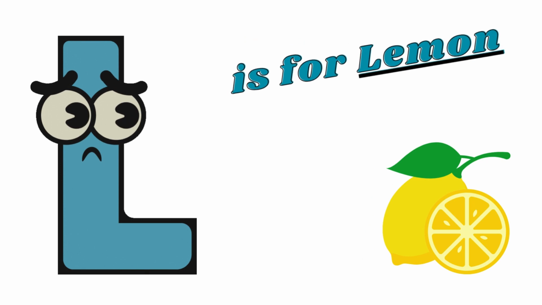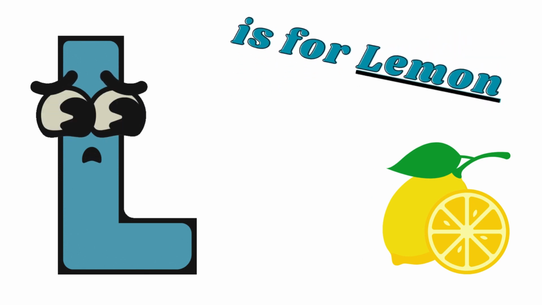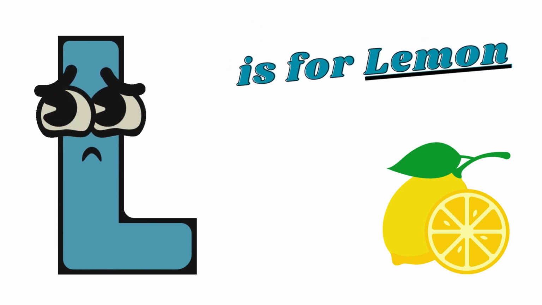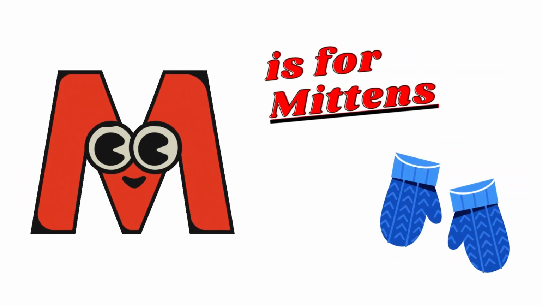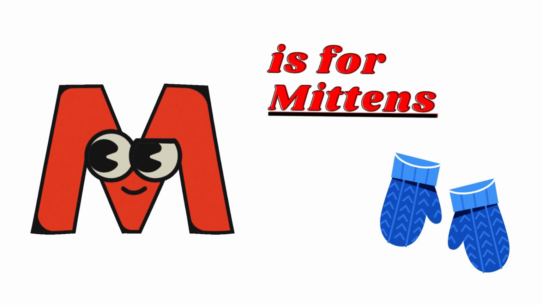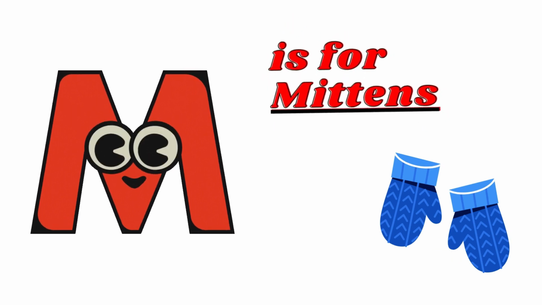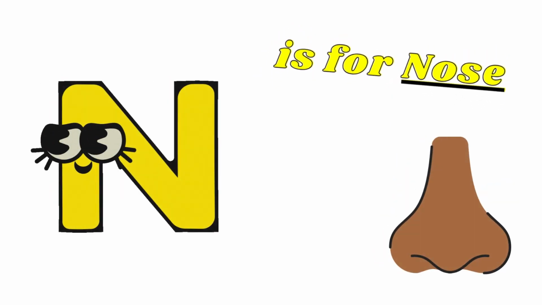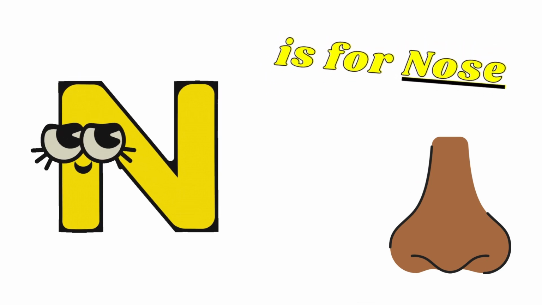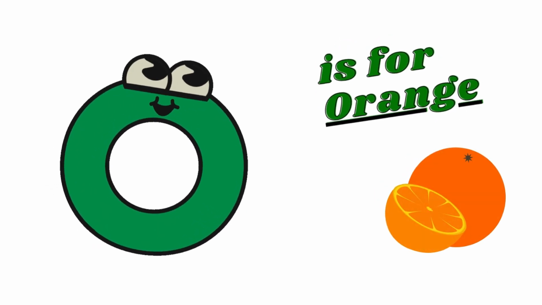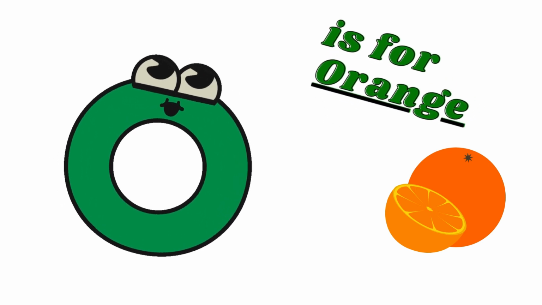L. L is for lemon. M. M is for mittens. N. N is for nose. O. O is for orange.